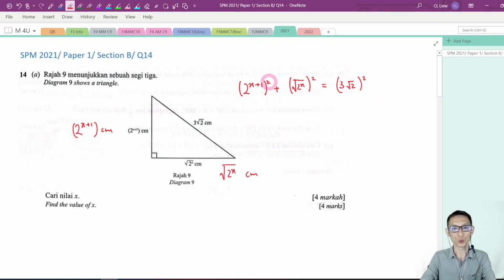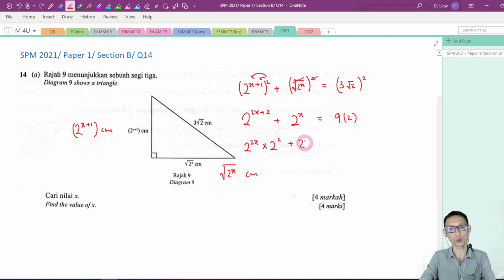So now I'm going to bring the square in here, so it becomes 2 power 2x plus 2. 2 times x, you get 2x. 2 times 1, you will get 2. And this square root squared, you can cancel it out, so it becomes 2 power x. 3 squared, you will get 9. Square root of 2 squared, you will get 2. So this one, I can break it, becomes 2 power 2x times 2 power 2. Now this is 2x, this is 18.